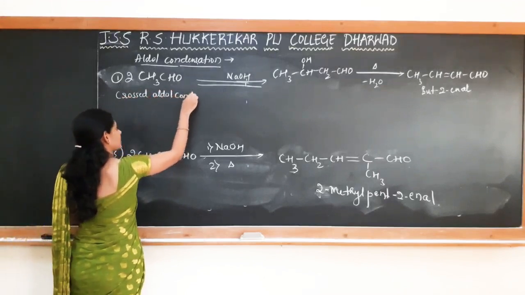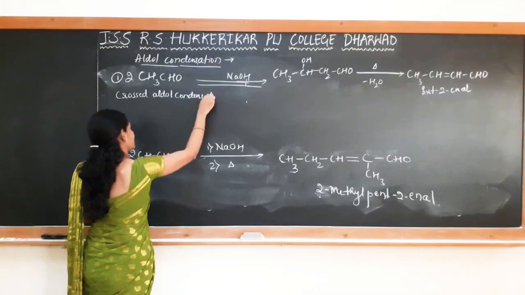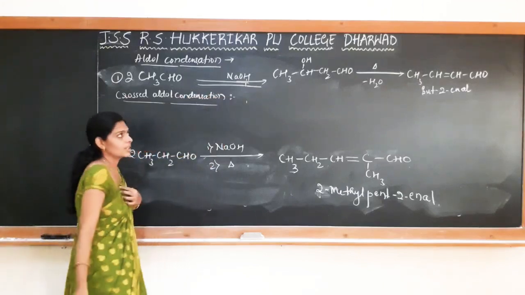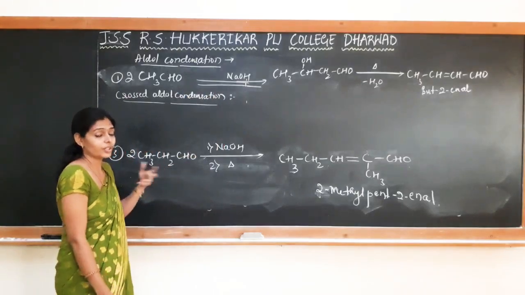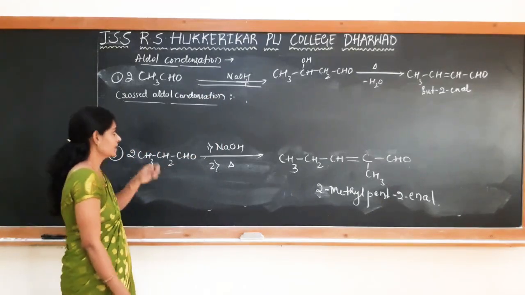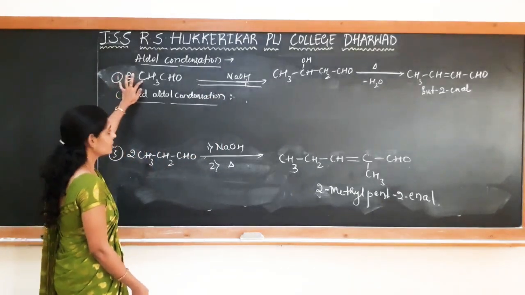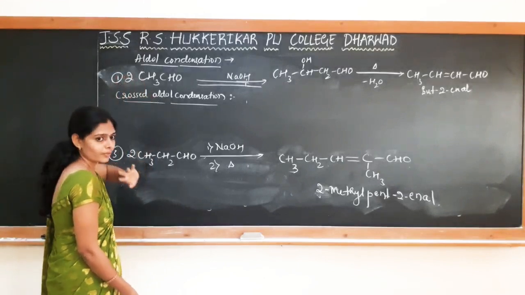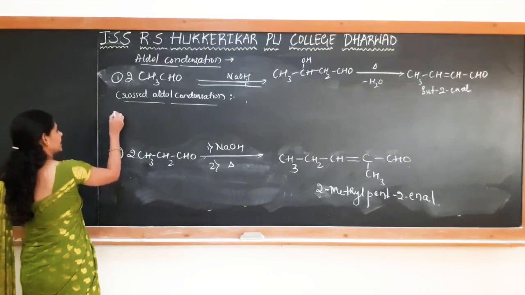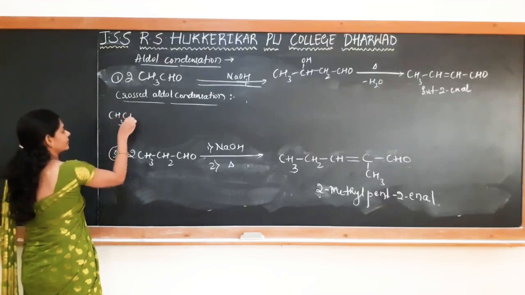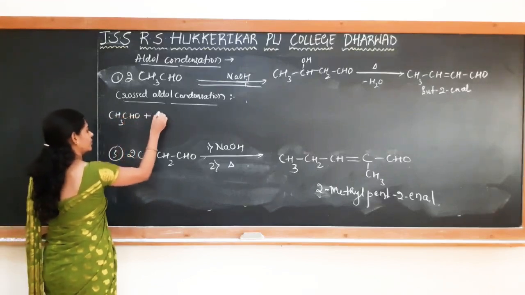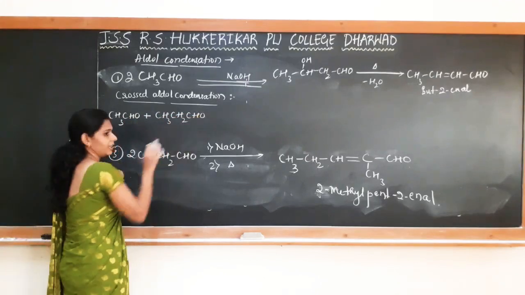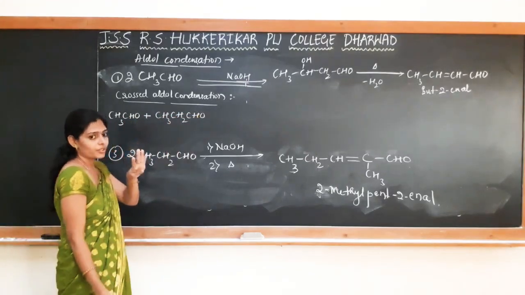In crossed aldol condensation, we are taking a mixture of aldehydes or ketones which undergoes condensation to give different products. So which types of different products are possible? See here, I will take 1 molecule of ethanal and 1 molecule of propanal instead of taking 2 moles of a single molecule. Both are having alpha hydrogen atoms, so it gives a mixture of 4 products.